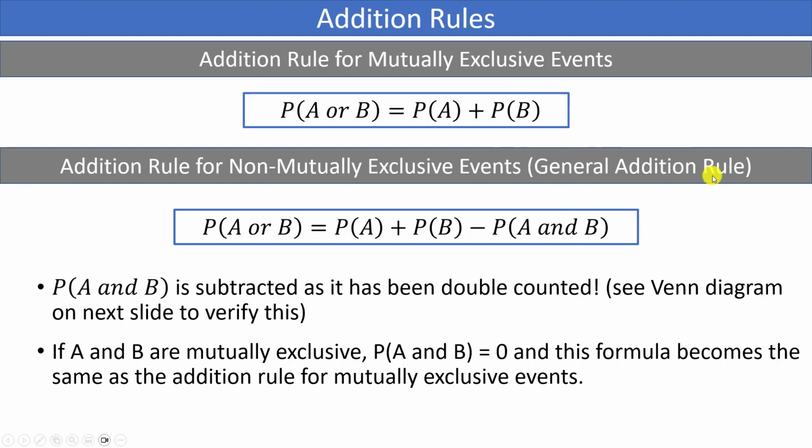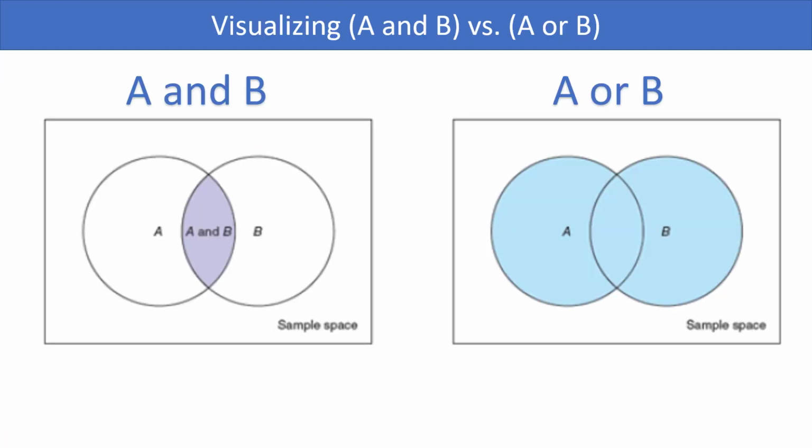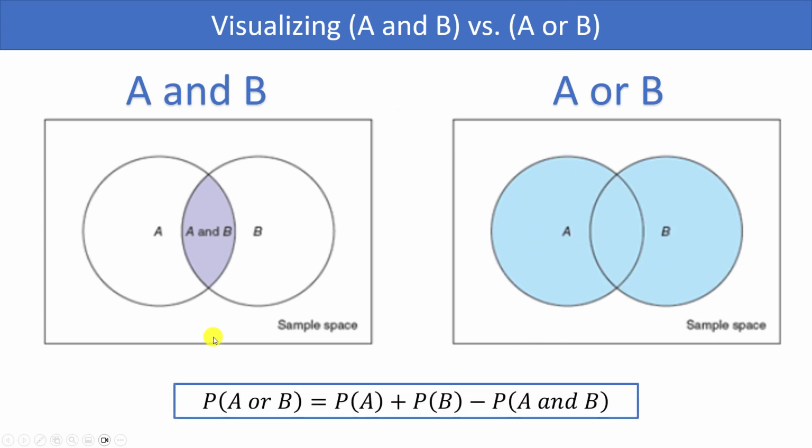That's why we call this the general addition rule, because even if you had mutually exclusive events, you could use this bottom formula, but the last term would disappear, and you're really just left with the first formula. Here we can visualize the probability of A and B, which is the intersection of two circles, and the probability of A or B, which is anything that's in either of the two circles. Here is the formula for non-mutually exclusive events, which is what we have here in the picture. Non-mutually exclusive just means there is some overlap between the two circles.